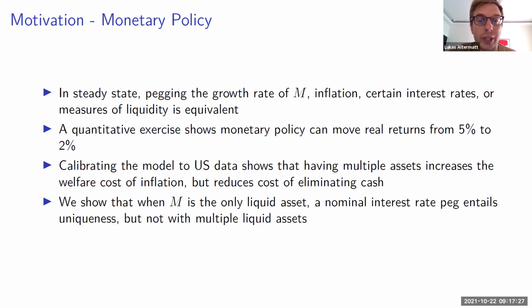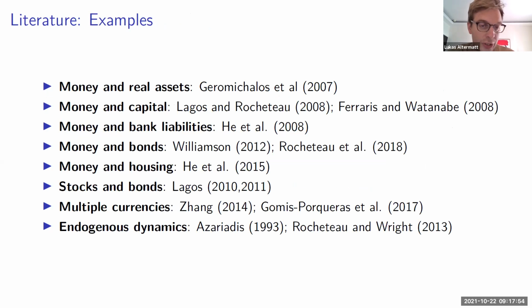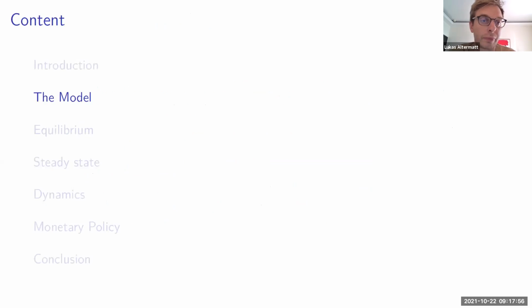For dynamics, we show that when money is the only liquid asset, a nominal interest rate peg entails uniqueness. So you can eliminate dynamics when M is the only liquid asset by following an interest rate peg. But this result does not generalize, because when we have multiple liquid assets, then even if the central bank has a nominal interest rate target, there can still be cycles. Okay, so there are some examples from the literature, but let me jump into the model.